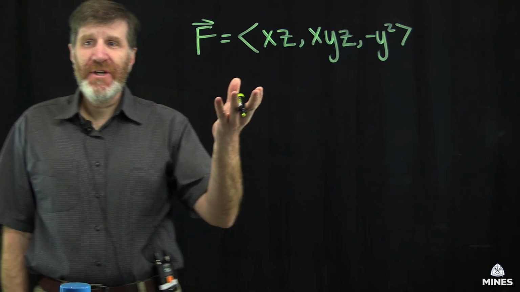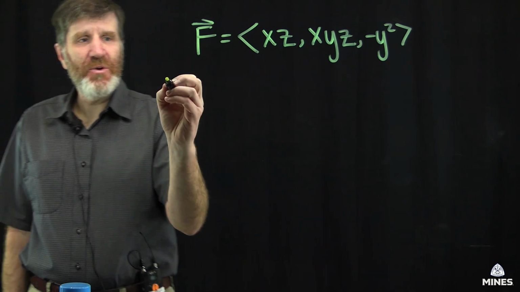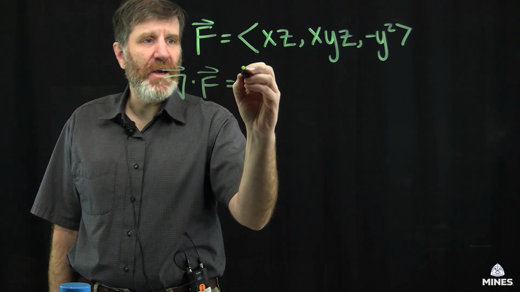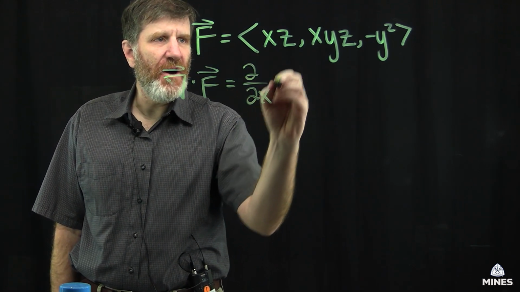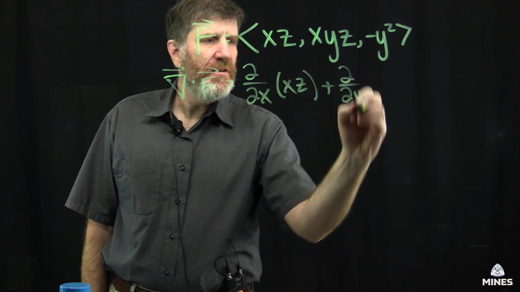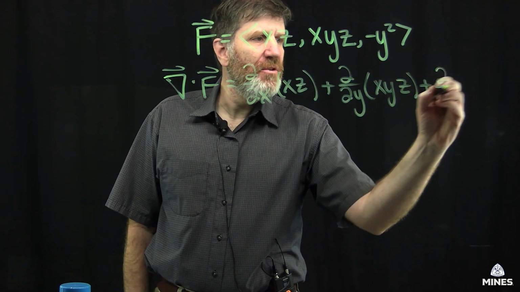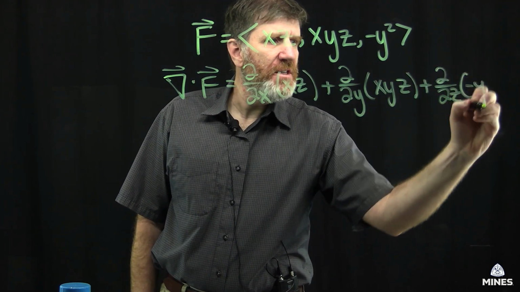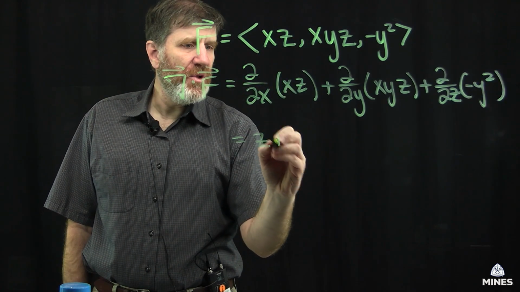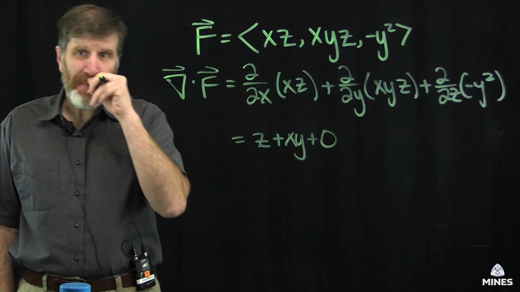We have a vector field, and we're going to compute both the divergence and the curl. So we'll start with the easier one, the divergence. To find the divergence, we find the x derivative of the x component plus the y derivative of the y component plus the z derivative of the z component. And that looks like z plus xy plus 0. So there we have it.